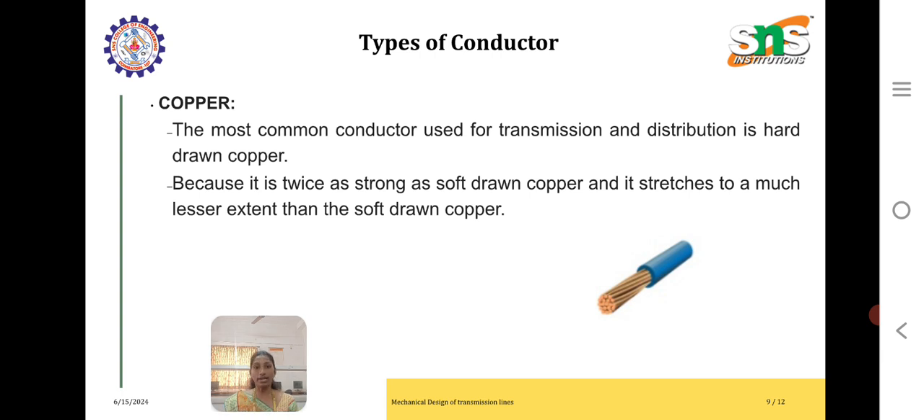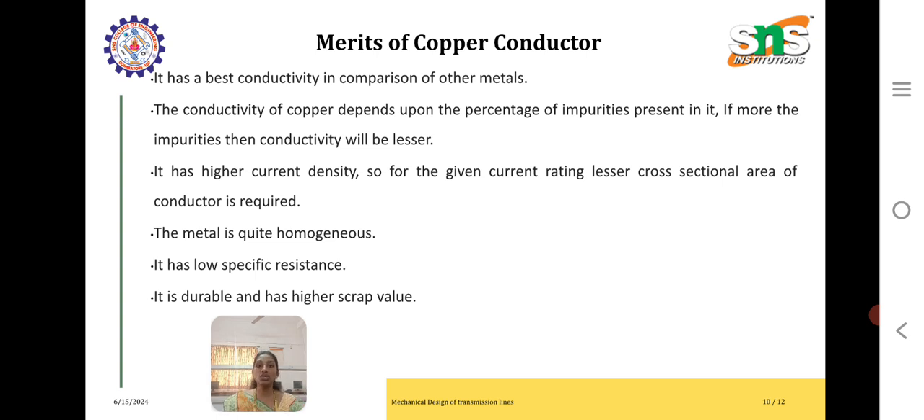In an overhead transmission line, we tightly pin the copper wire in two places, two poles. Compared to soft drawn copper, this will stretch to a lesser extent, so we choose hard drawn copper. Now the merits of copper conductor.